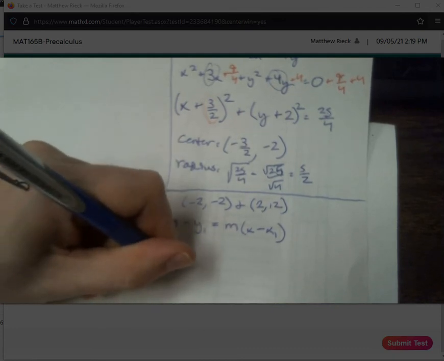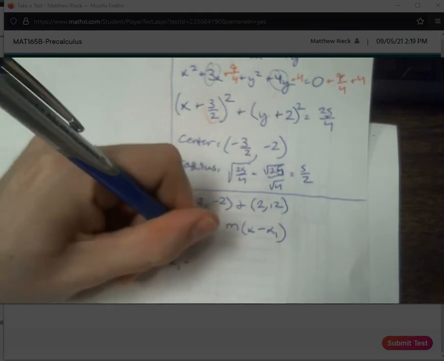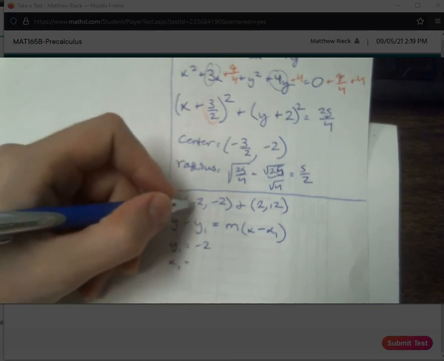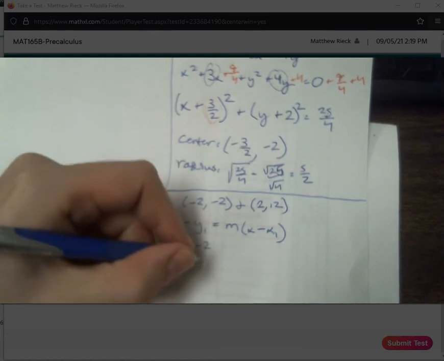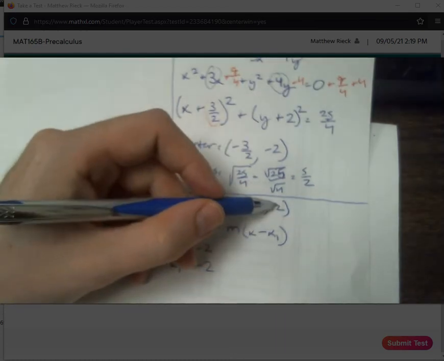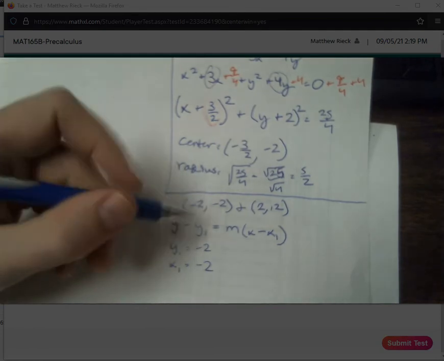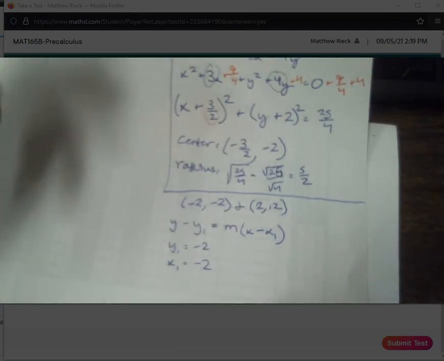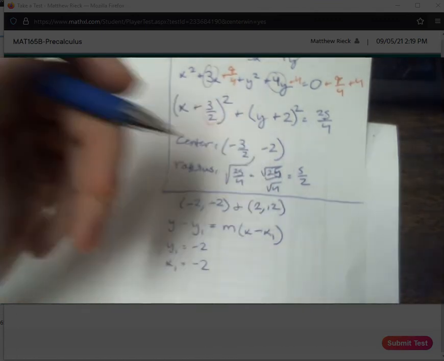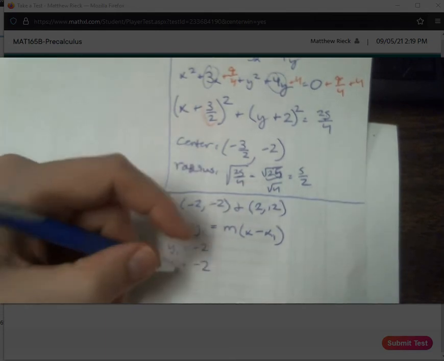So in this case, y1 is going to be the y coordinate for my first point, so that's going to be -2, and the x1 is going to be the first x coordinate for my first point, which should also be -2. Again, you could also use the second point as your y1 and x1, as long as you're consistent. So you can't mix and match the points. I can't choose my y coordinate on my first point and the x coordinate on my second point. So I have to remain consistent as far as the points go.